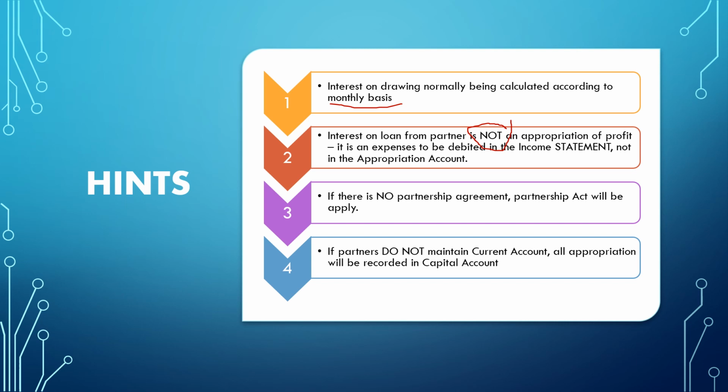Okay. If there is no partnership agreement, the Partnership Act will be applied. Like I mentioned previously, you have to memorize those items related to the Partnership Act if there is no partnership agreement. If partners do not maintain current accounts, let's say they don't open current accounts, all items in the current account, which are all appropriation, will be recorded in the capital accounts. So they have only one account, the capital account, with current and capital combined together.